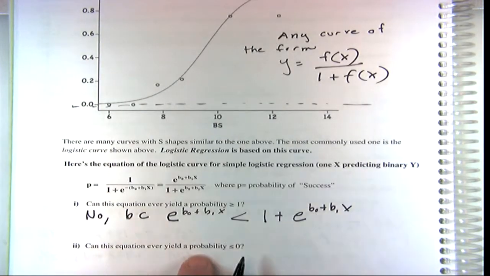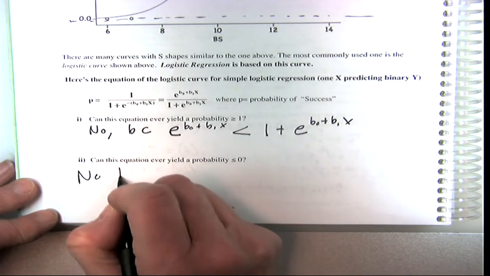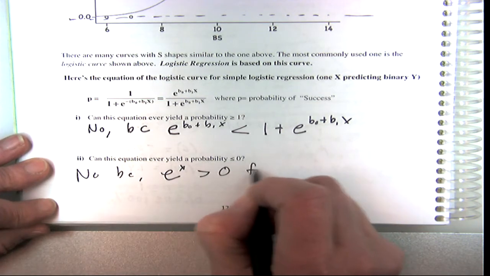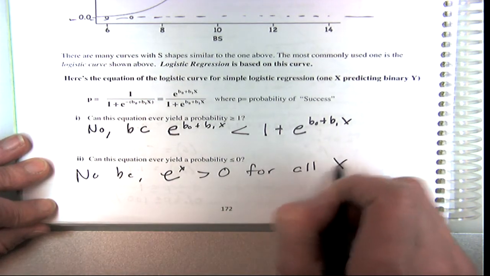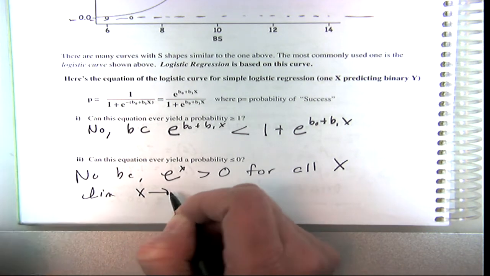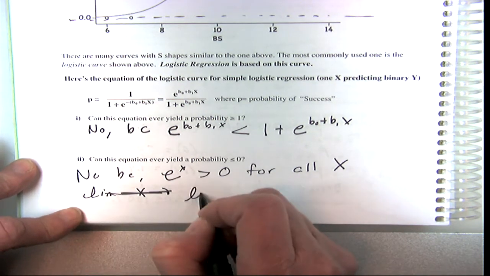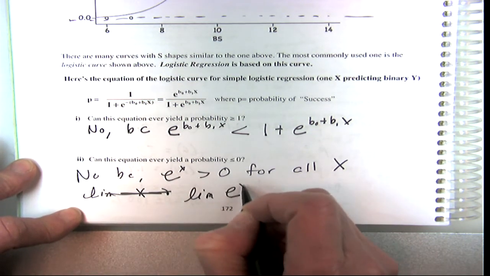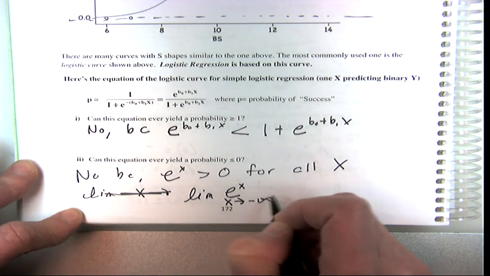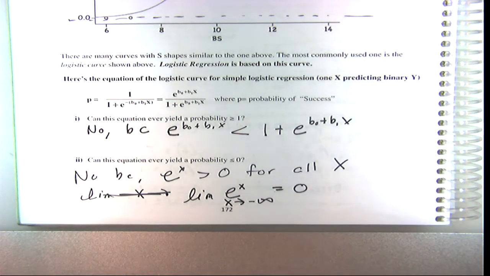And can it ever be less than 0? No, because e to the x is greater than 0 for all x. The limit of e to the x as x goes to negative infinity is equal to 0. It can't ever get smaller. So we've got a nice function here.